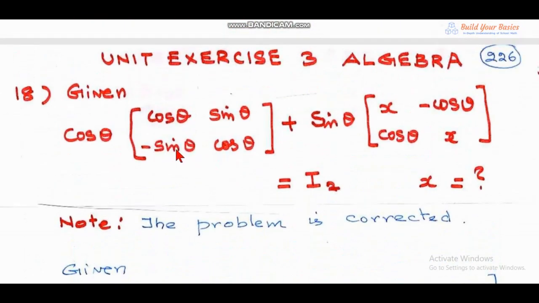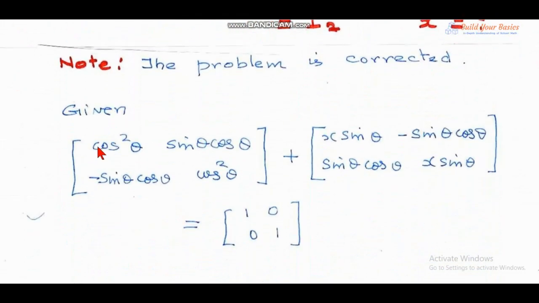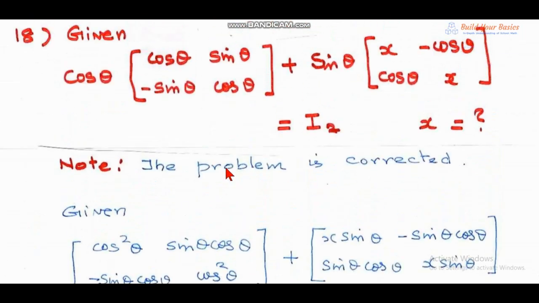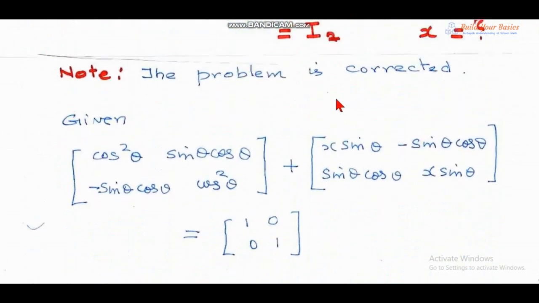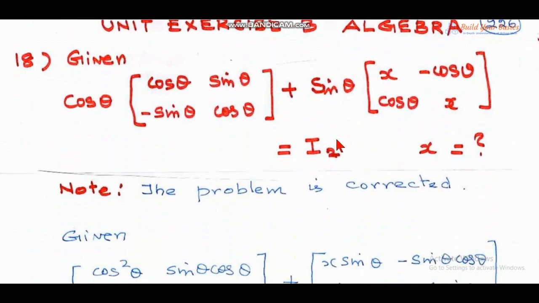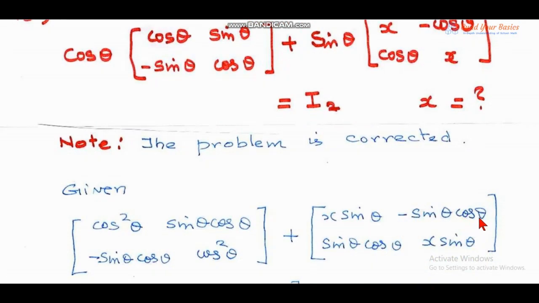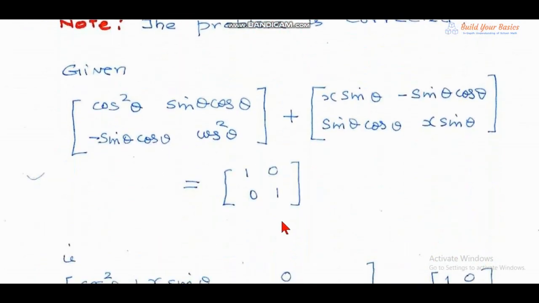Now cos theta into this matrix. So we have to multiply each element of this matrix by cos theta, getting the matrix cos square theta sin theta cos theta minus sin theta cos square theta, plus each element of the second matrix must be multiplied by sin theta, getting x sin theta, minus sin theta cos theta, x sin theta, and that is given to be equal to 1 0 0 1.